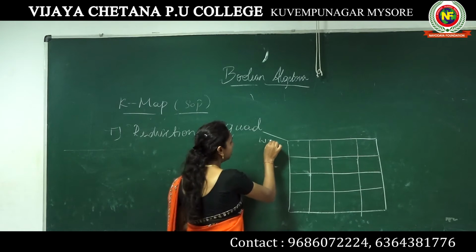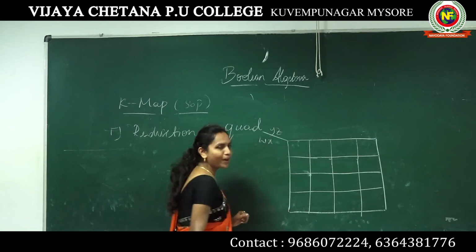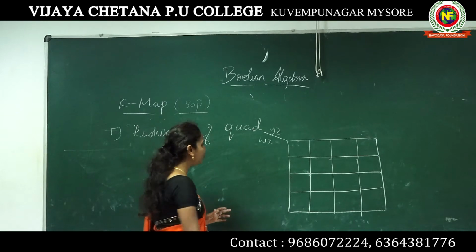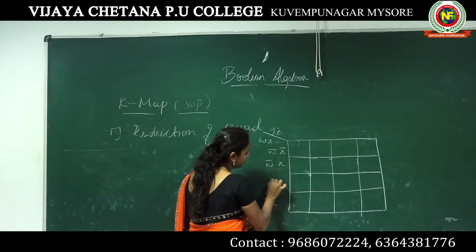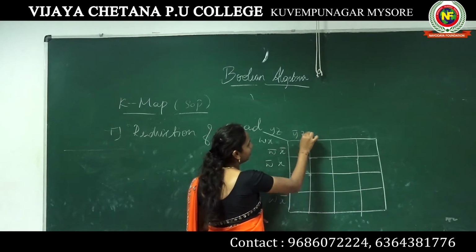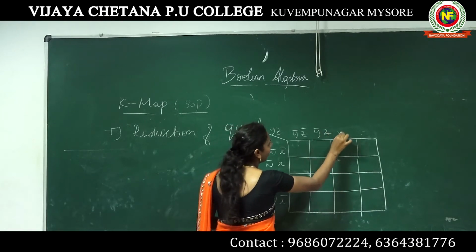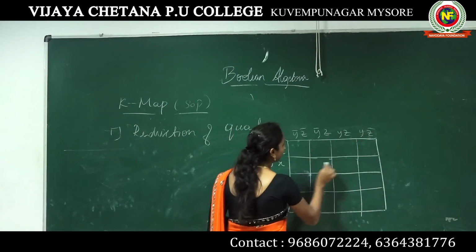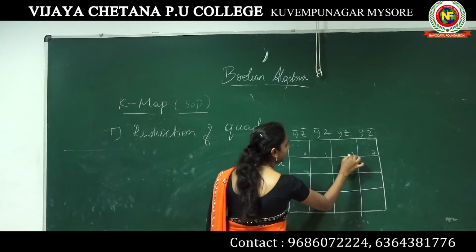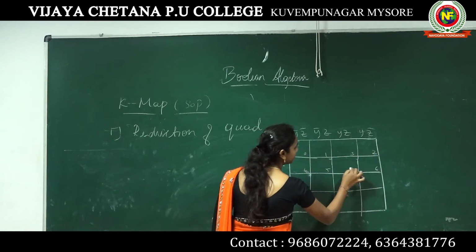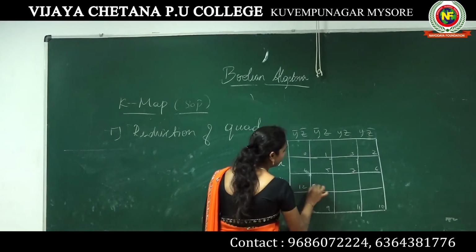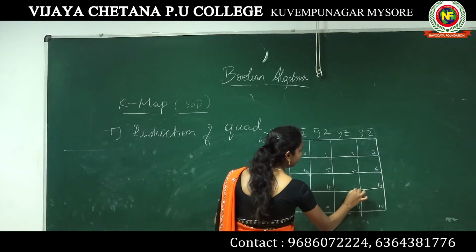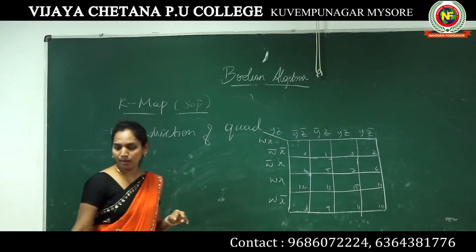So here Wx, Yz. Once you practice to write the K map, it will be very easy for you to draw the K map. W bar x, Wx, Wx bar. Here y bar z bar, y bar z, yz, yz bar. Okay. 0, 1, 2, 3, 4, 5, 6, 7, 8, 9, 10, 11, 12, 13, 14, 15. Okay, this is the K map.